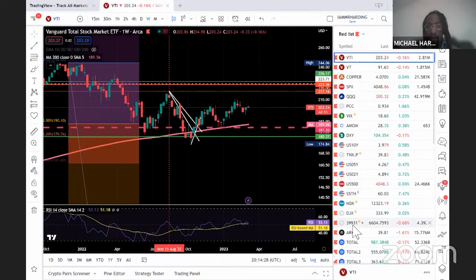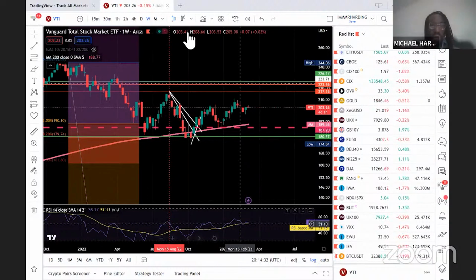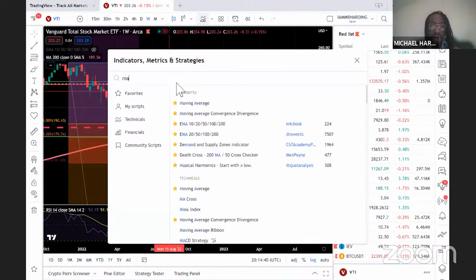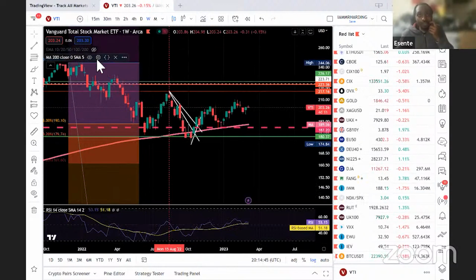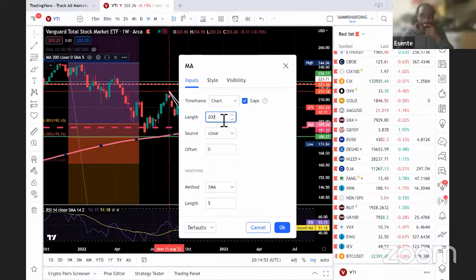Yep. Sure. Quick question. How do you get that indicator, the 200 MA indicator? Great question. You get that by literally going here on indicators and you type MA and it comes up with moving average. Okay. Cool. From moving average, all you do is you click on the settings and then you change length to 200, to 9, whatever you want it to be.